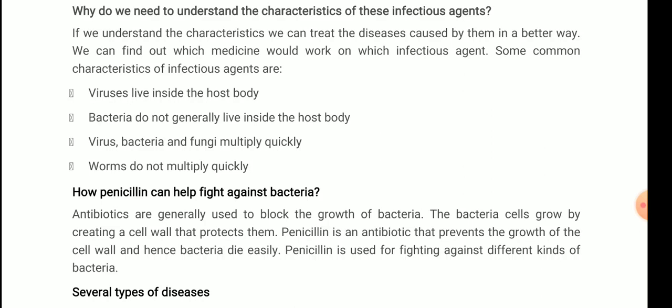Penicillin is used for fighting against different kinds of bacteria. Now what does penicillin do? Penicillin stops the growth of the cell wall, and once the growth of the cell wall is stopped, then there will be no cell wall and the cell cannot be protected from the harsh environment.